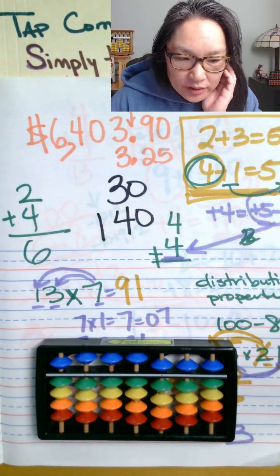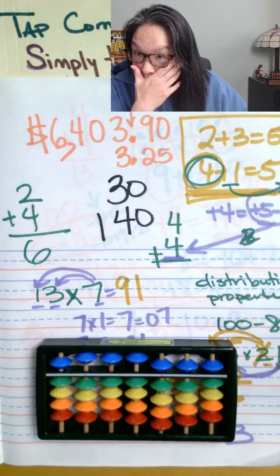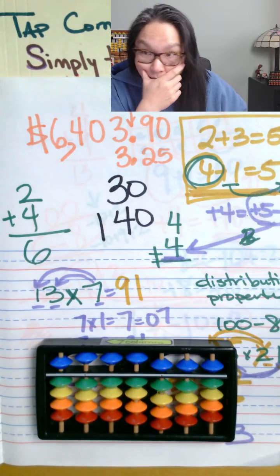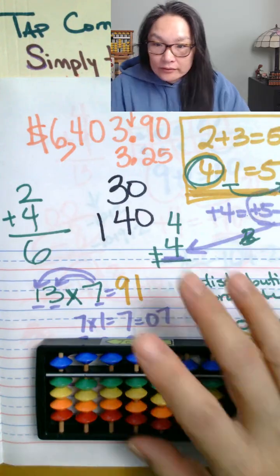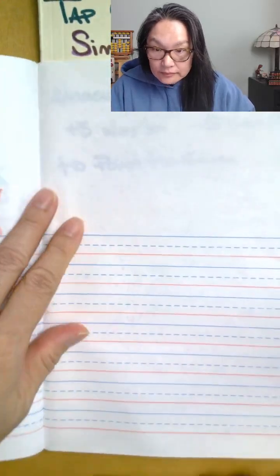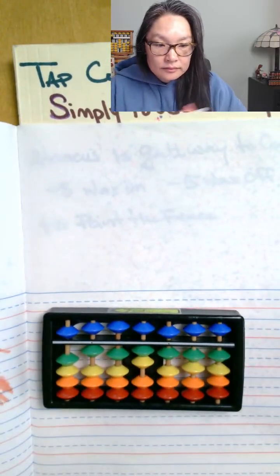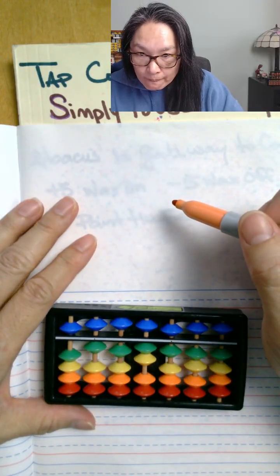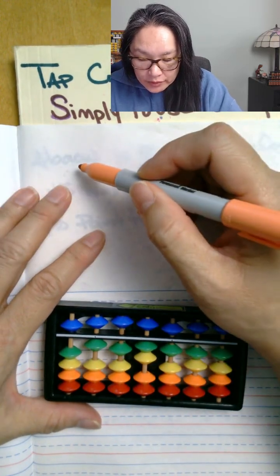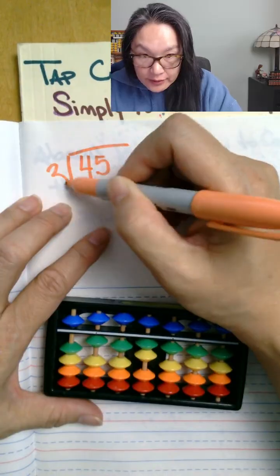Can you do simple division? Yes, let's do simple division. All right. Let me find some questions. Okay, we'll do this one. Thank you for the follow. Okay. We'll do 45 divided by 3.